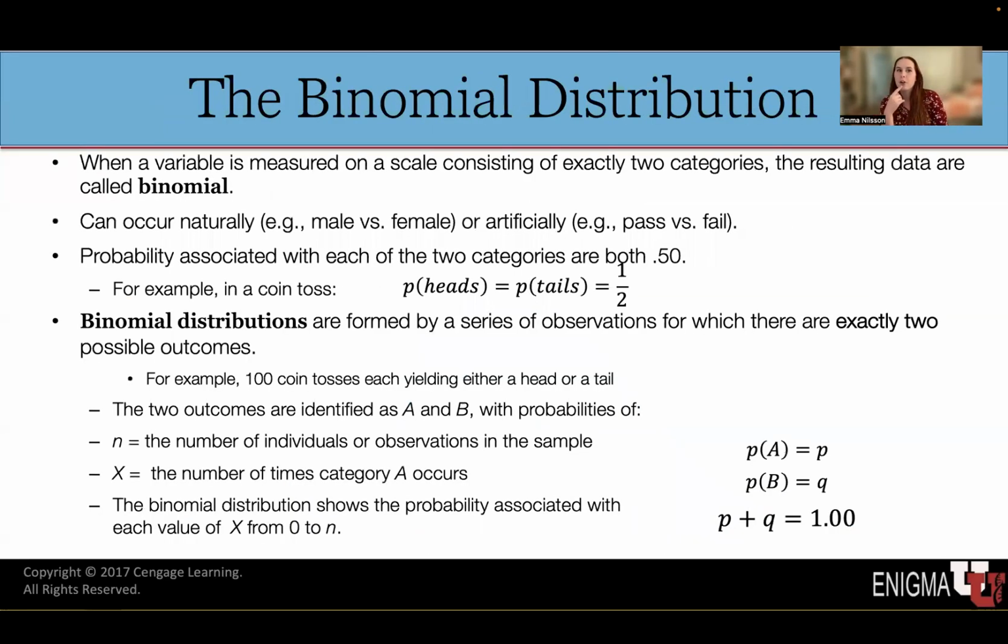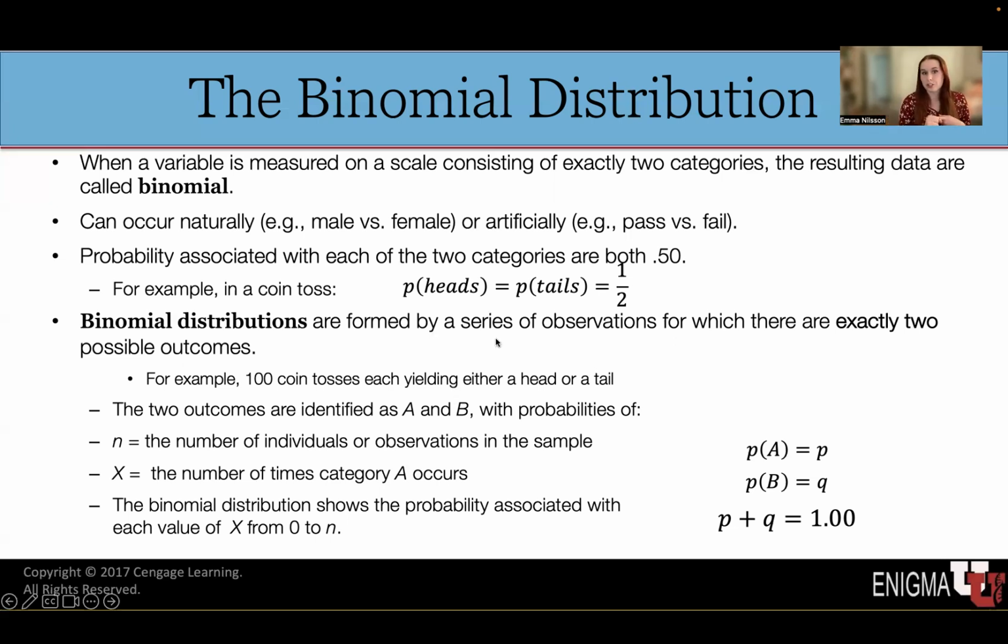I want to introduce something called the binomial distribution. When a variable is measured on a scale that has exactly two categories, the resulting data are called binomial. So this can be a naturally occurring binomial, such as you have a study that's studying sex or gender. So your binomial is male versus female. Or you can have an artificial binomial where you're like a pass-fail, right? For any way that you get the binomial, the probability associated with each of the categories has to be 0.5 or 1/2. A good example of a binomial in an application is a coin toss. The probability of getting heads or tails is the same, and it's 1/2 for both of them. Two possible outcomes.